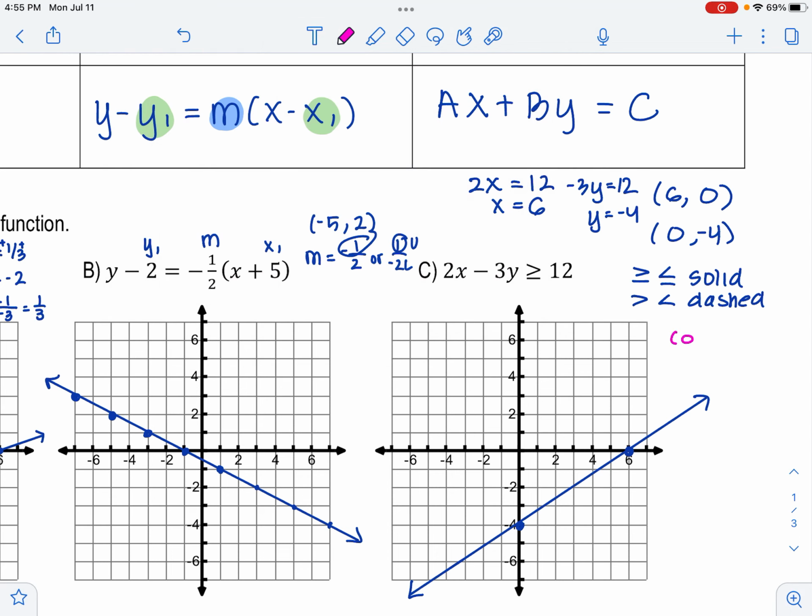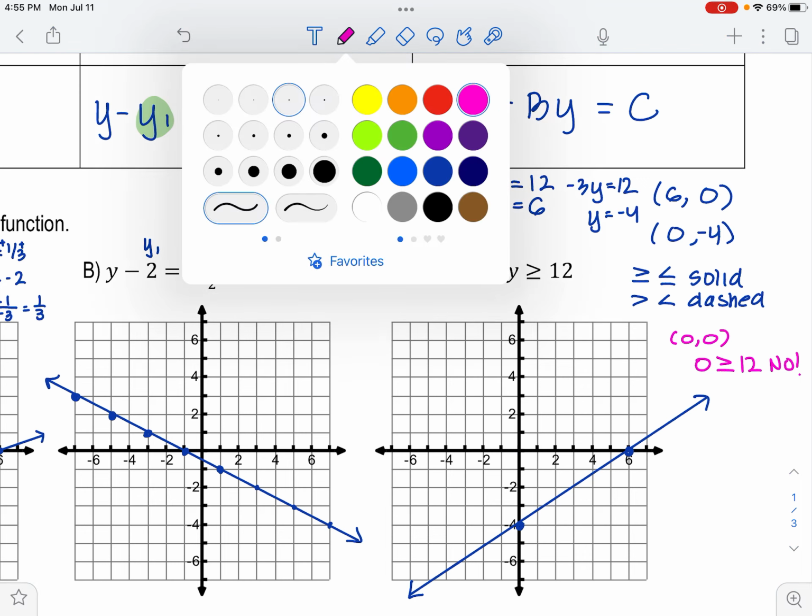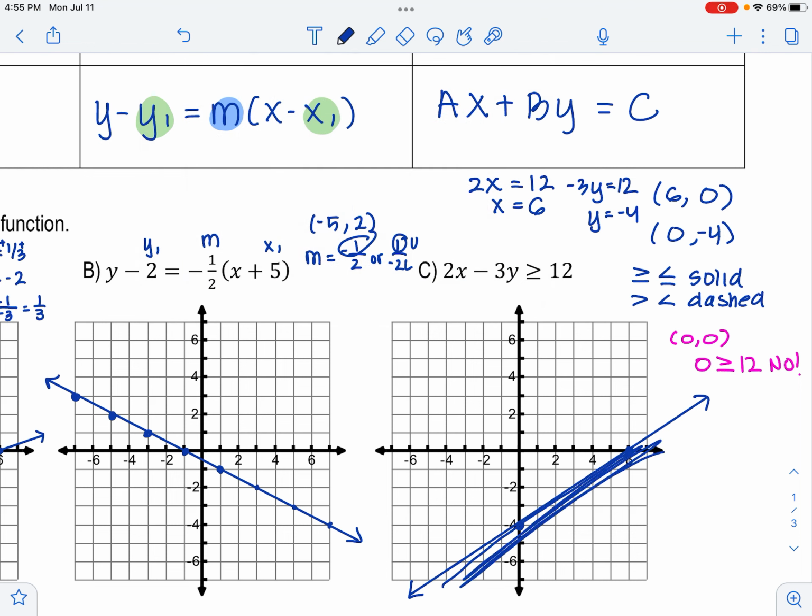So I'm going to plug (0, 0) into this inequality right here, and I'm going to see if it's true. If I plug in 0 for x, I get 2 times 0, which is 0, minus 3 times 0, which is 0. So the question is, is 0 greater than or equal to 12? No, it's not. So that means (0, 0) right here is not a solution, and no point on that side of the line is a solution. So we're going to shade on the other side of the line. All points in that area are solutions.